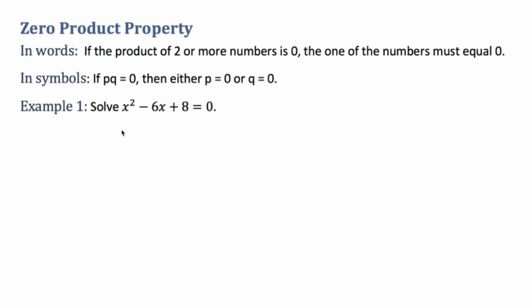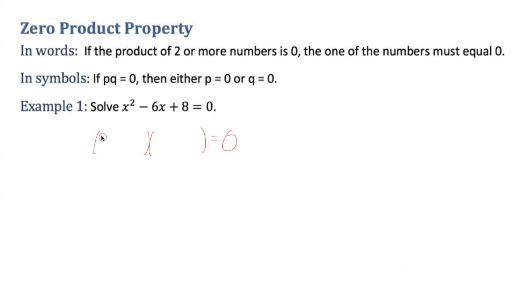We're going to get some practice with our factoring. So here we go. Solve x squared minus 6x plus 8 equals 0. And so what we want to do is we want to factor this quadratic. It's in the standard form that we want. It's set equal to 0, which is important. We don't have to change anything to it. So we want to see if we can factor x squared minus 6x plus 8.